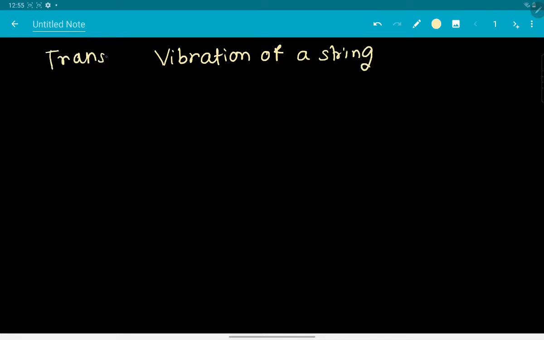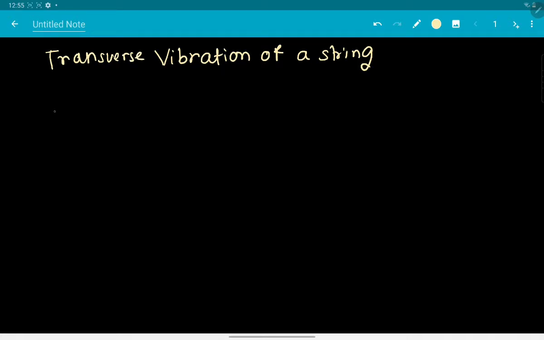Students, we are going to consider vibration of continuous systems in this third module, and the system that we are going to consider in this lecture is a string. So we are going to consider vibration of a string which is under tension, and actually we are going to consider transverse vibrations.